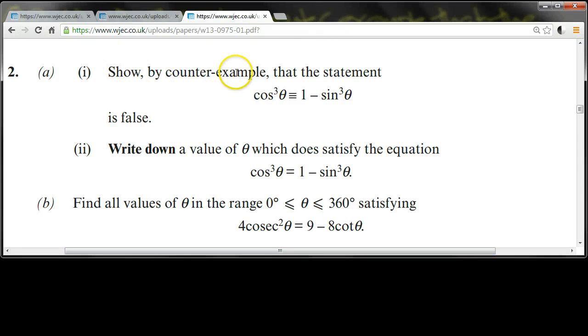Show by counterexample that the statement cos cubed theta is equivalent to 1 minus sine cubed theta is false. Write down a value of theta which does satisfy the equation cos cubed theta equals 1 minus sine cubed theta. Find all the values of theta in the range of theta between 0 and 360 degrees, satisfying this equation here.